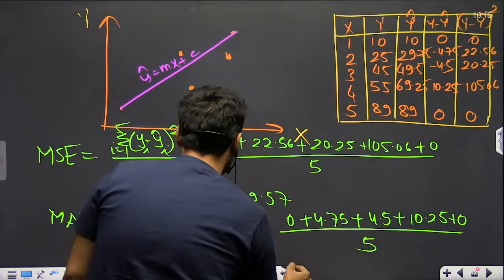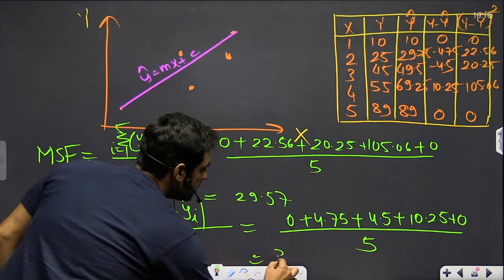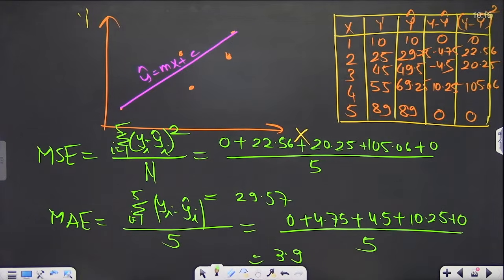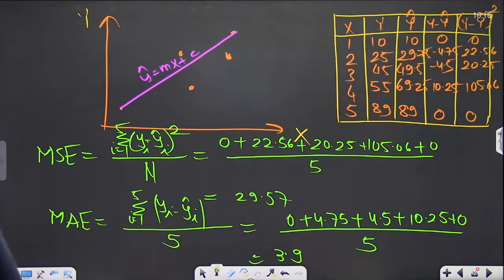So what would be the MAE? You can calculate it. You should have practice of calculating it fast. I would be getting an answer of 3.9, right? These questions are probable, and these questions may be asked.